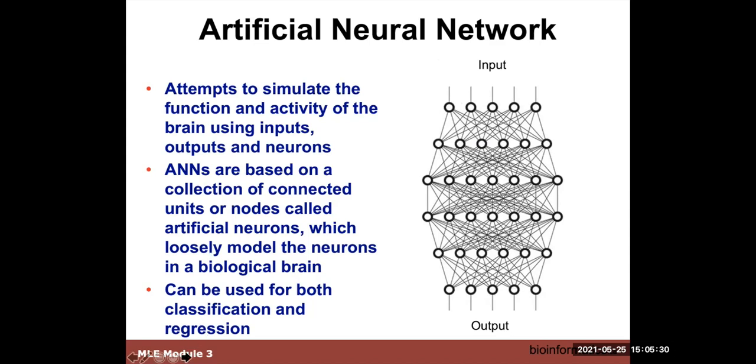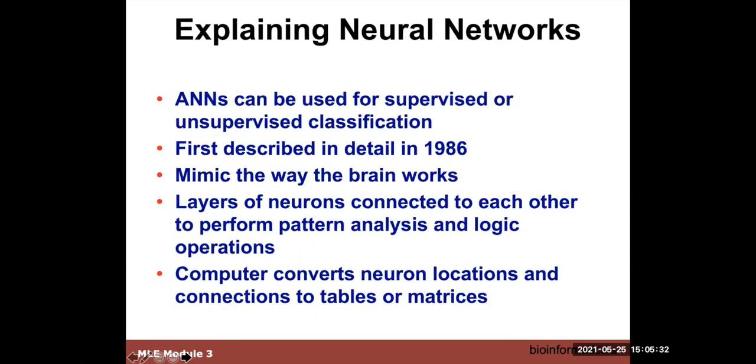I've told you before that you can use it for both regression and classification. They have been used in supervised learning. They can also be used in unsupervised classification. ANNs were really described in detail in 1986. And as I said, they mimic the way that the brain works. Layers of neurons are connected. And because of the connectivity, and I'll explain this a little later, it's possible to do a variety of logic operations, which are essential for doing pattern analysis.